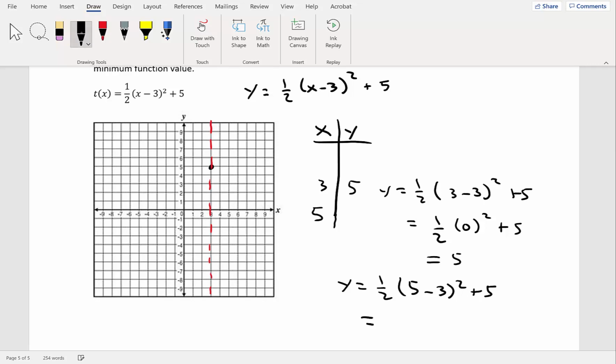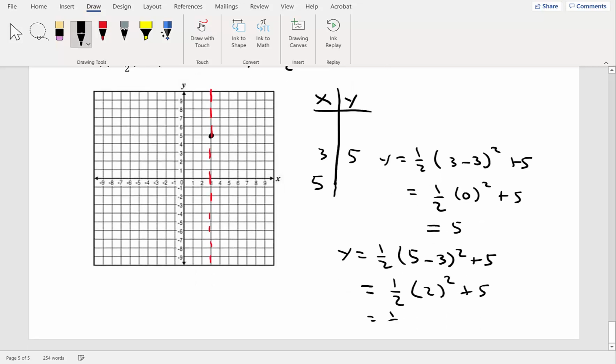So we have 1/2 times 5 minus 3 squared, and then plus 5. So now we have 1/2 times 5 minus 3, which gives me 2. And I have that raised to the second power, plus 5. So this gives me 1/2 times 4, and plus 5. 1/2 times 4 gives me 2. 2 plus 5 gives me 7. So I have the point 5, 7, which is this point over here. But now using my axis of symmetry, since 5, 7 is a point, if I go 2 units in the other direction, that puts me at 1, 7. That would be another point. I have my 3 points. Let's go ahead and draw our parabola.